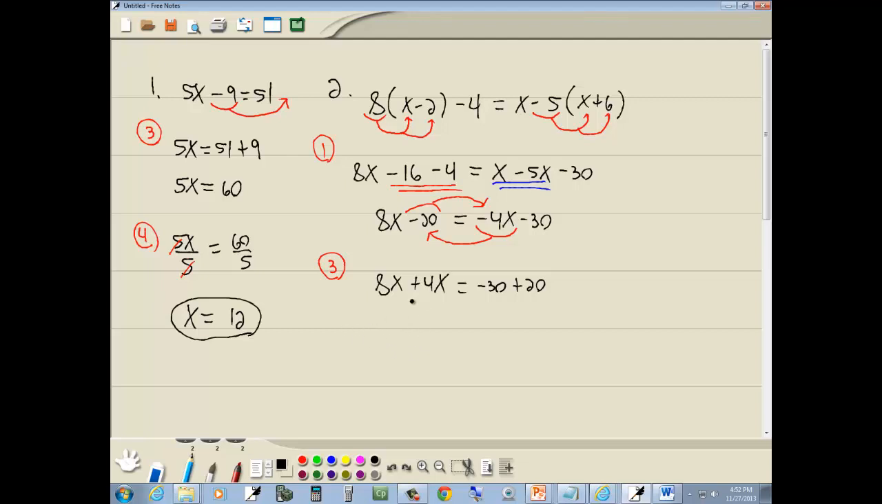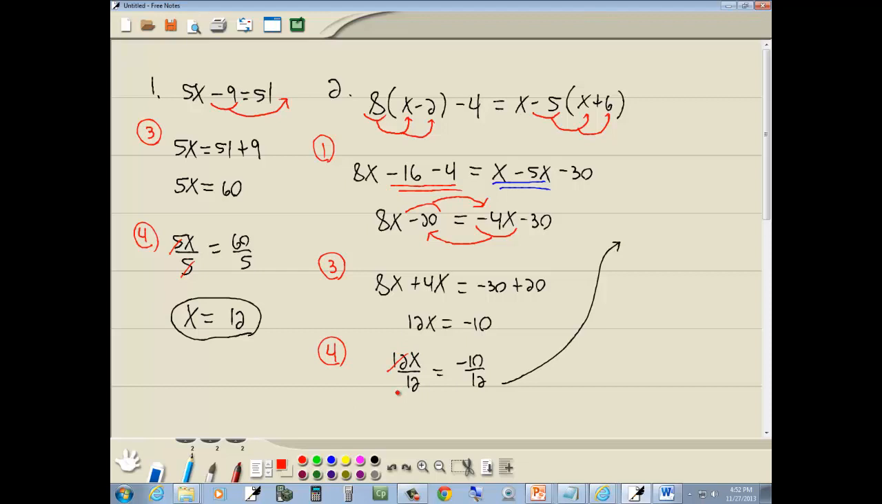Note up at top, in any step combine together like terms. 8x plus 4x is 12x. Combine together numbers. Negative 30 plus 20 gives us negative 10. Step 4. Divide both sides by the number in front of your x. The number in front of our x is a 12, so we'll divide both sides by 12.